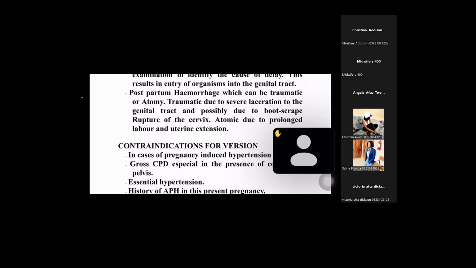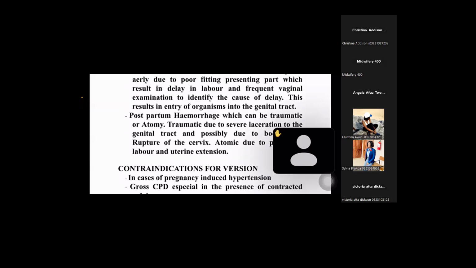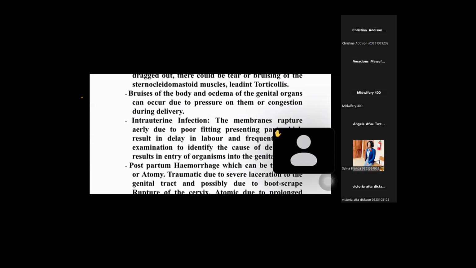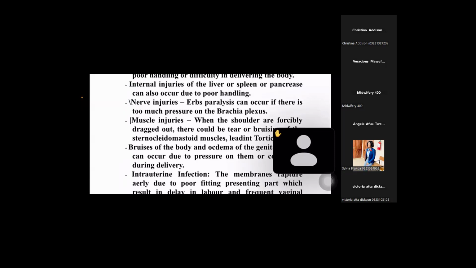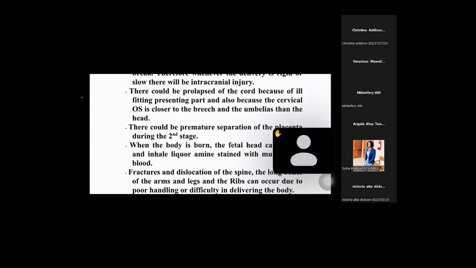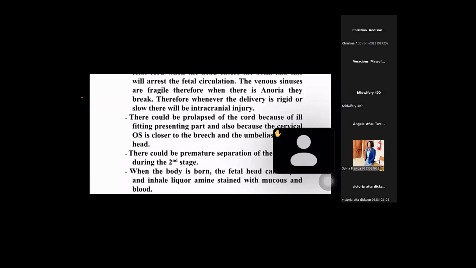Yes, sister, please, I want to find out that with the cephalic version, is it all midwives who know how to do it? Or do we have people who have specialized and perform that? Because I personally, I don't know how to do it. So if anyone has an idea and could teach us, I'll be glad.